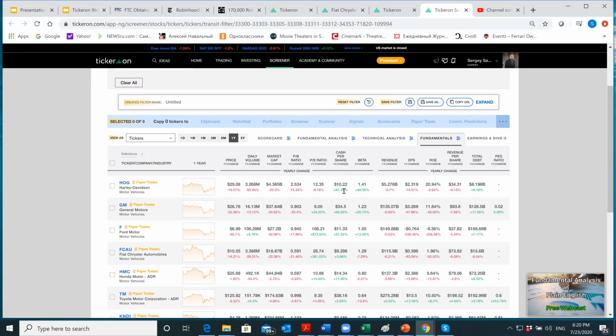This is cash per share. You have to understand how this parameter affects the company performance. You have to understand what a beta is. Then earnings per share, this is the reporting, okay? Return on equity. Do you know how to use return on equity? I don't think so. Total debt, you could understand.